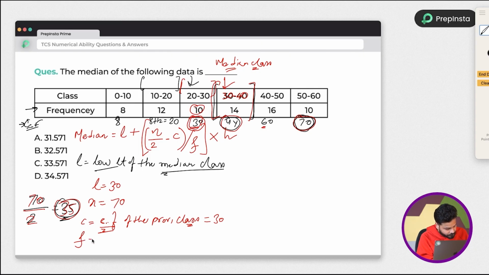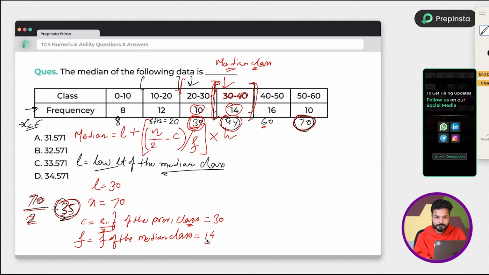What is F? F is nothing but the frequency of the median class. So can you now guess what that would be? I'm here saying frequency of the median class. So this is the median class. What is the frequency? The frequency is 14. So F is 14.